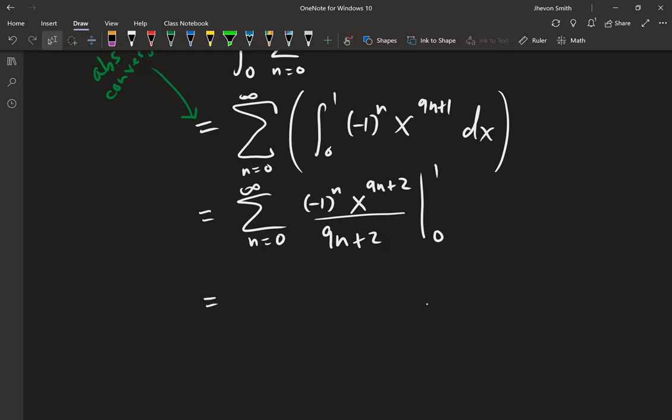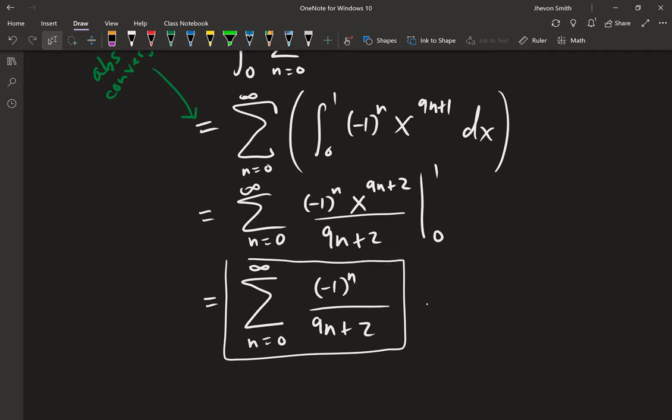Now, of course, I'm going to plug in 1, and that is going to give me the series n goes from 0 to infinity of (-1)^n/(9n + 2). Plug in 0 into x, and it's 0. So this is the answer. Now, this is the answer. Okay? That's what Symbolab couldn't figure out.